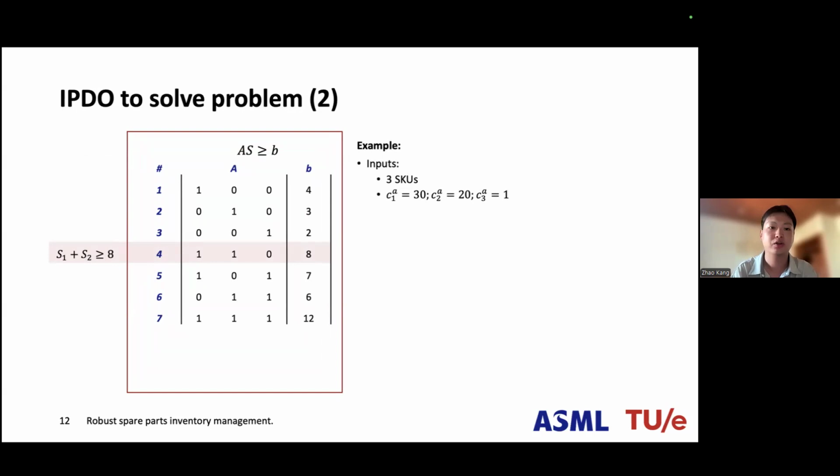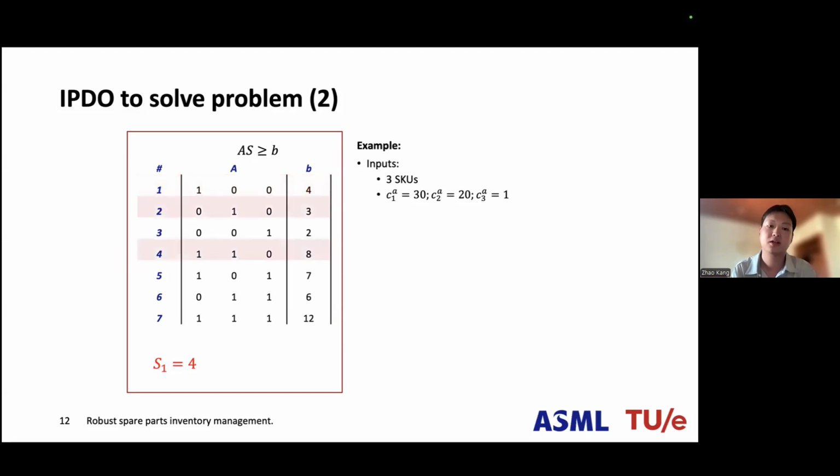Now let's start to use the IPDO to solve this type of problem. We start from the most expensive one, and we hope to stock it as little as possible. Therefore, firstly, we only consider the constraints only including the first SKU. That is the first constraint of this matrix. So then we can find what is the minimum B we have for this constraint considered. That is 4. So the stock level of the first SKU is 4.